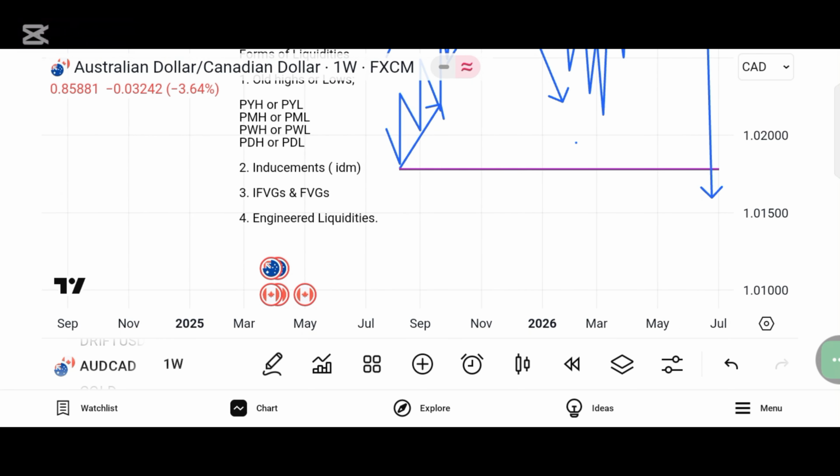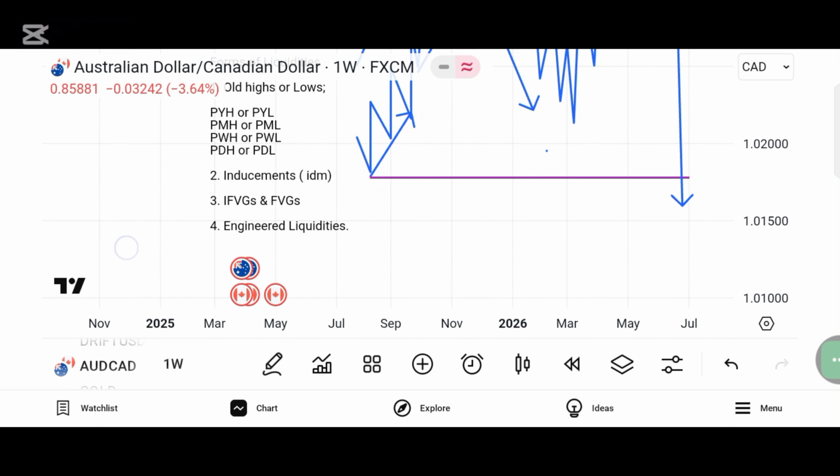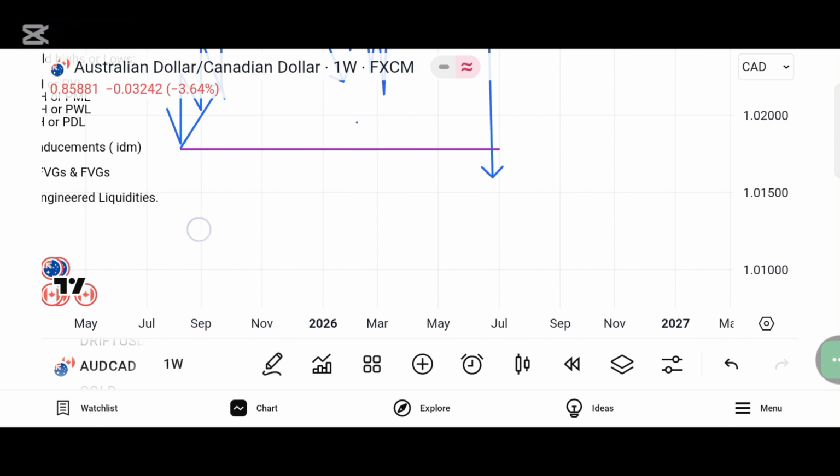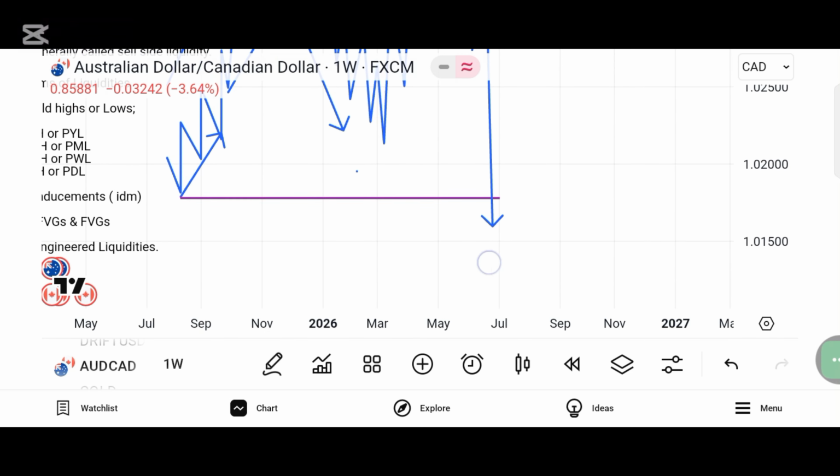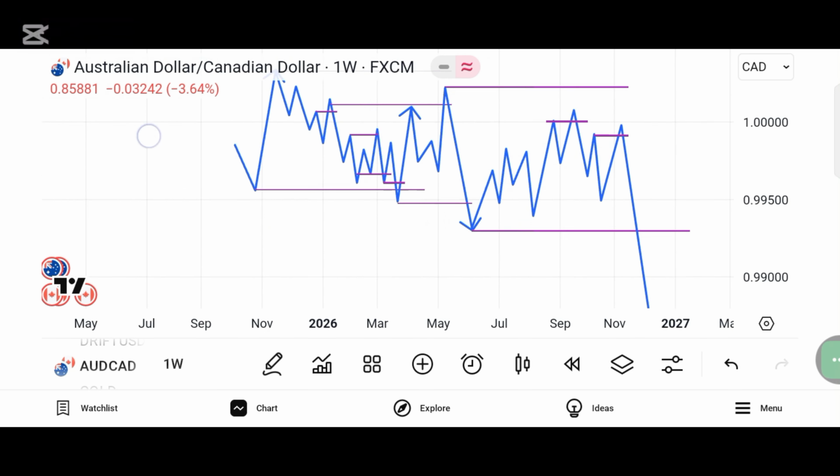So I will just explain what these are, the meaning of IFVG and FVG as a form of liquidity. Then we have the last form of liquidity, which is engineered liquidity. Now, IFVG and FVG are fair value gaps, and you know a fair value gap is something that happens when you have a three candlestick price action.